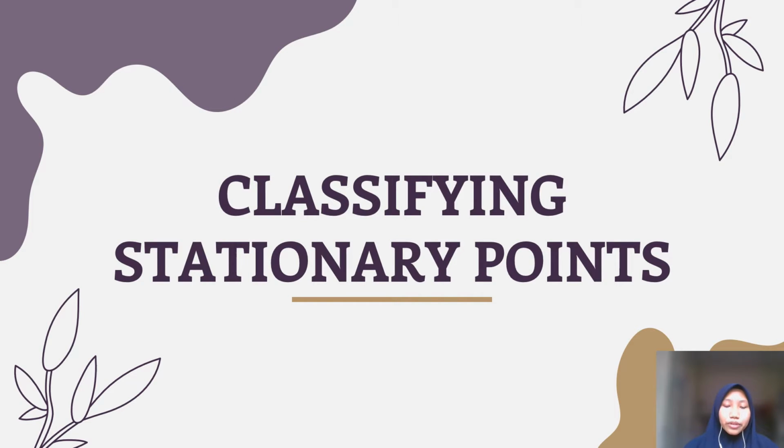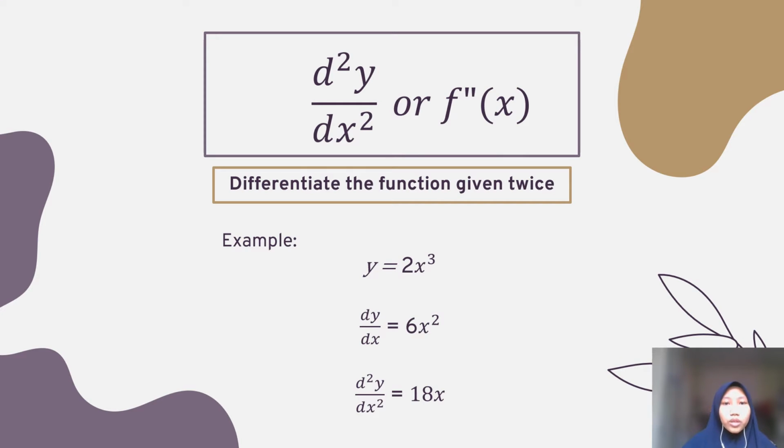Okay, let us continue to classifying stationary points. Now we need to introduce the second derivative, denoted d squared y over dx squared, or we can call it f double prime x. This means that we differentiate the function twice.